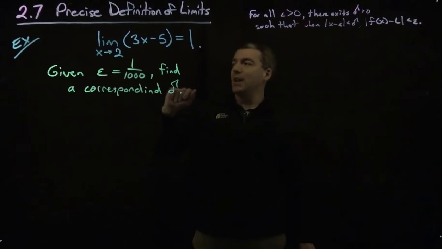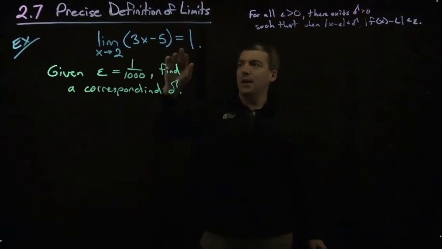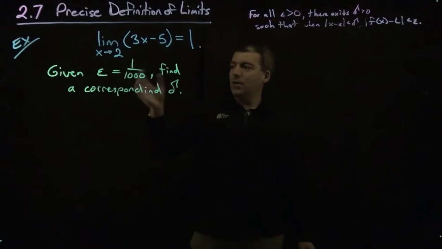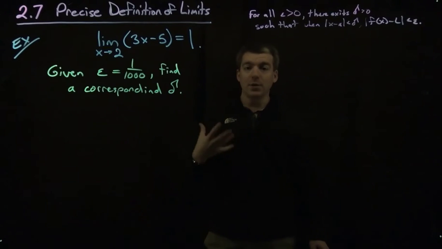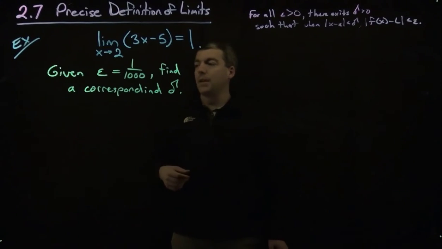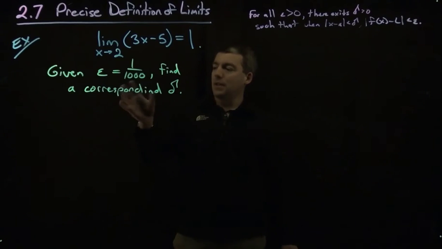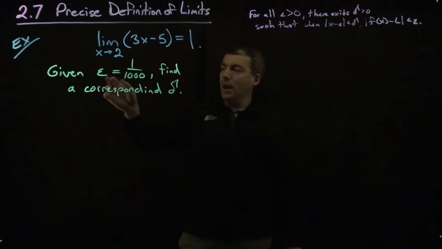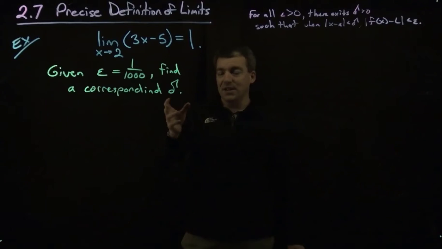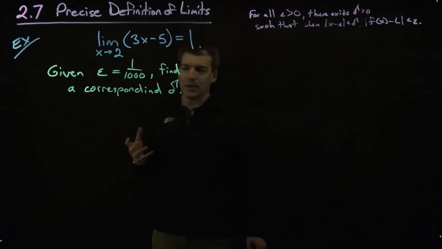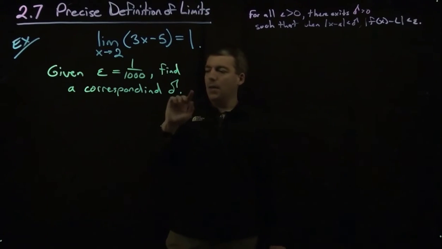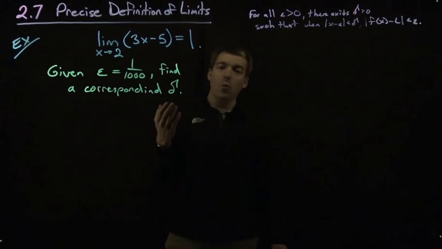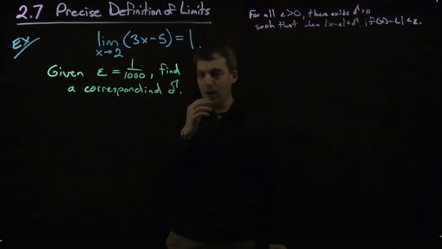Let's stay with this same example here. The limit as x approaches 2 of 3x minus 5 equals 1. And let's pick a concrete epsilon and find its corresponding delta. So if you remember from the last part, for whatever epsilon is, the delta ended up being epsilon over 3. So if epsilon is 1,000, so we just pick a particular tolerance around 1 here, the corresponding delta will be 1/3 of 1,000, so 1/3000.